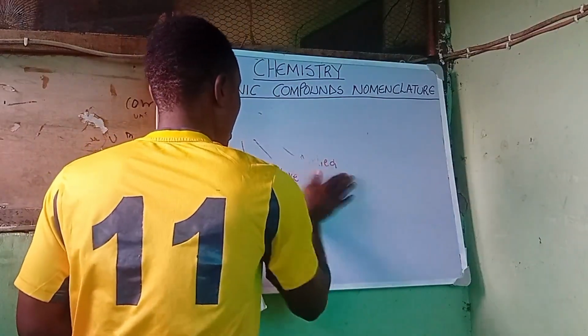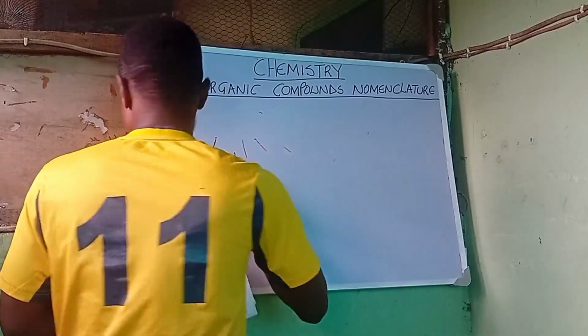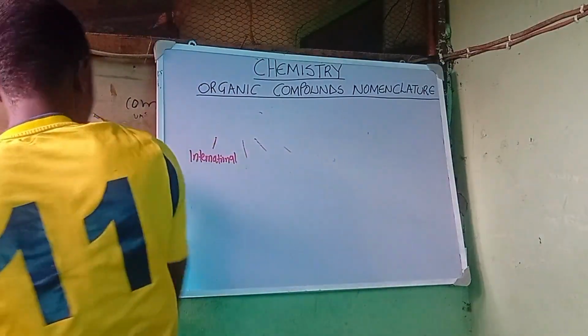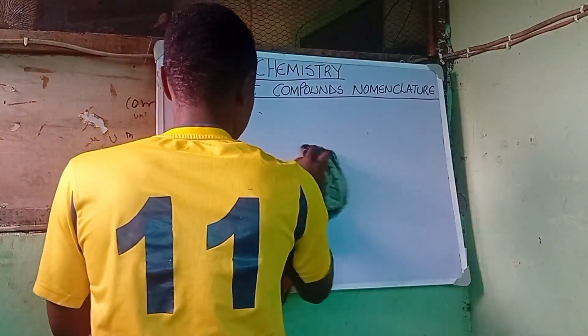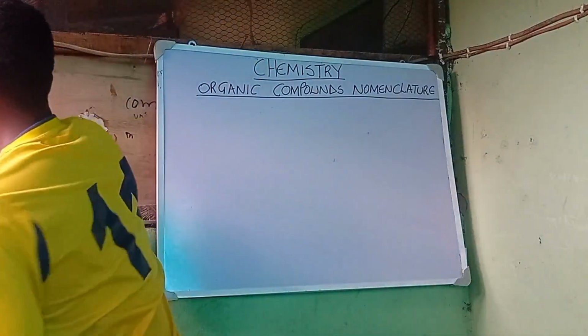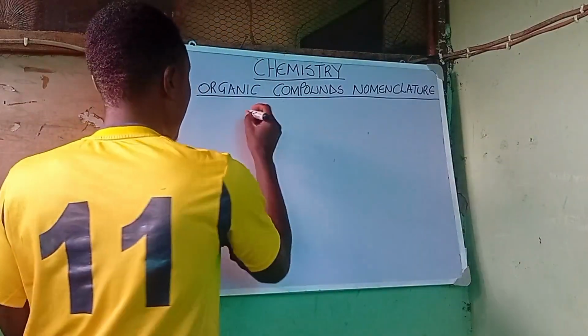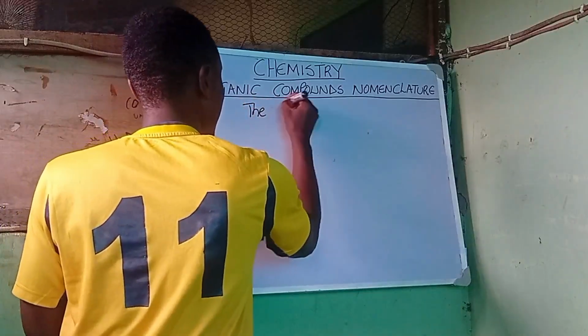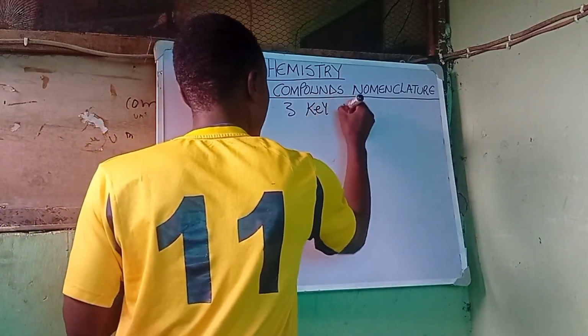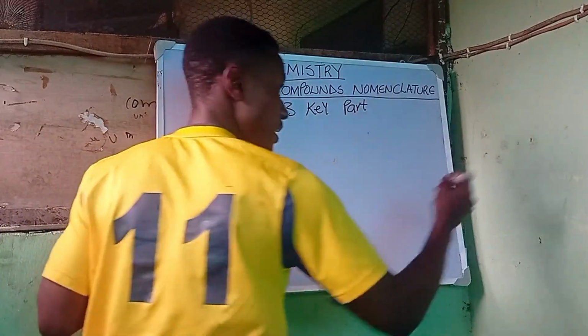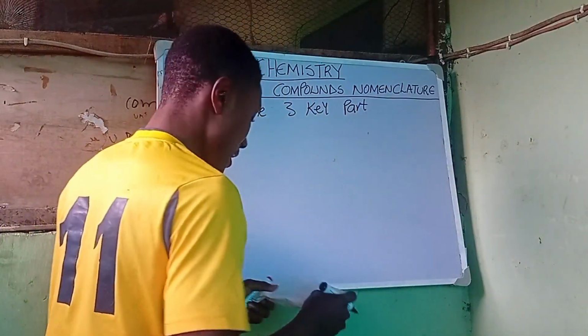I will be drawing a table so that you can get these word names and how they come to be. So let's draw our table and say the three key parts. You need to know this if you want to be able to name organic compounds or if you want to excel in organic chemistry.